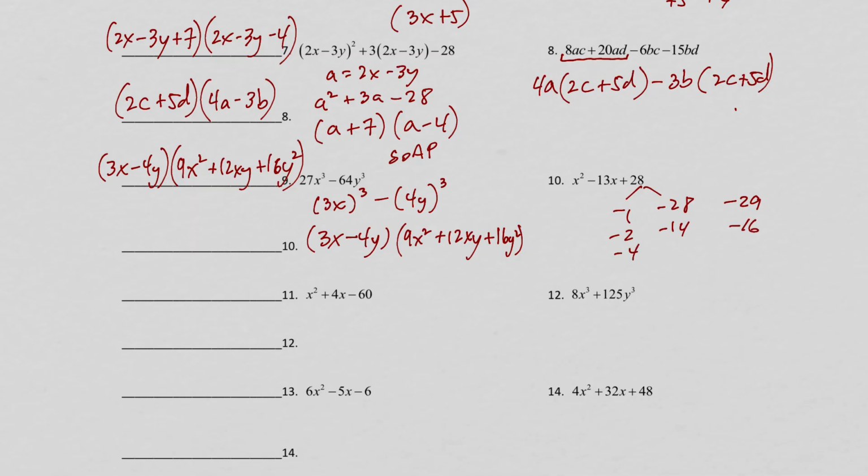3 doesn't go in, but 4 does. Negative 4 and negative 7, this adds up to negative 11. And then that's it. Those are all of the factors, and none of them add up to 13. So this is prime.